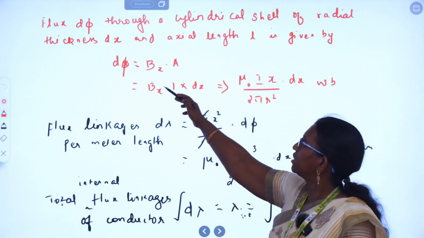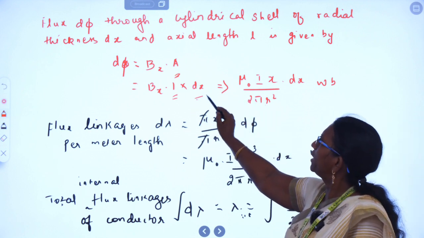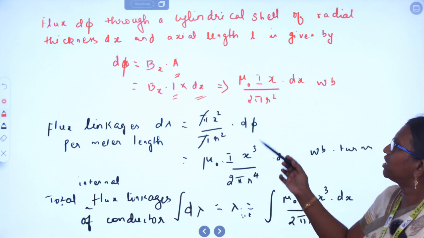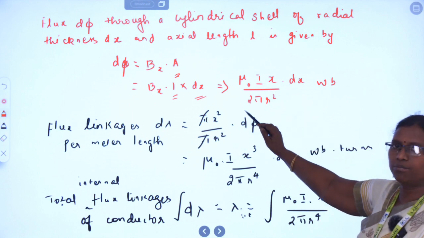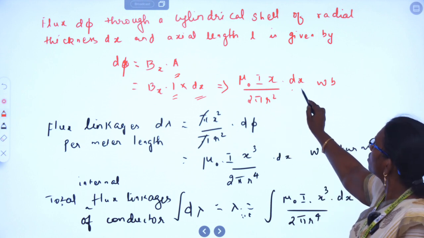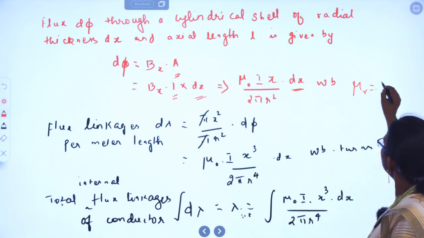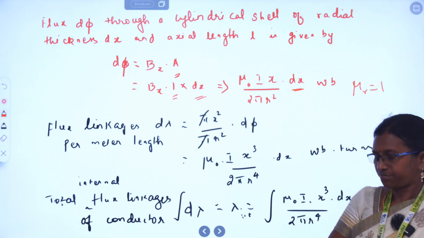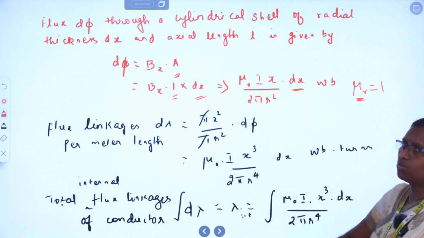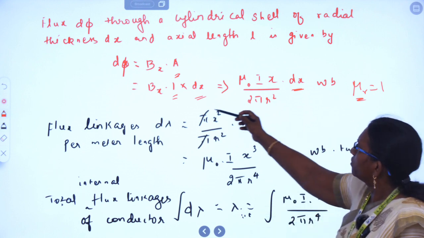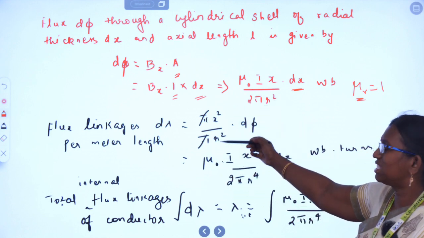So here d phi is nothing but Bx into A. Bx into area, where area is the axial length into the radial thickness. We have taken the axial length to be 1 meter. So 1 into dx is mu naught Ix divided by 2 pi r square into dx. Here mu r is taken as 1 for a non-magnetic material. Now this is our d phi value, and from there we can find the flux linkages d lambda.